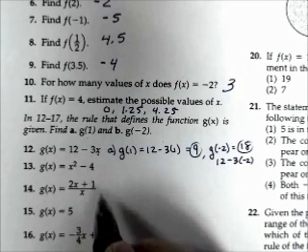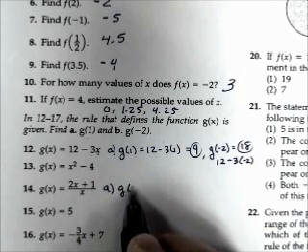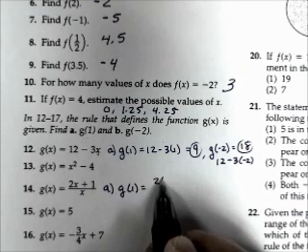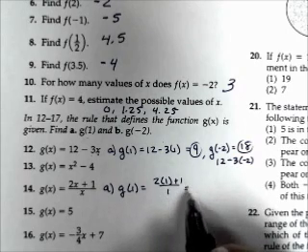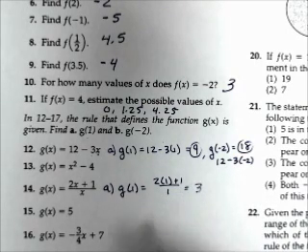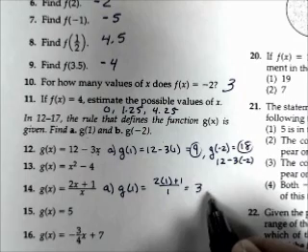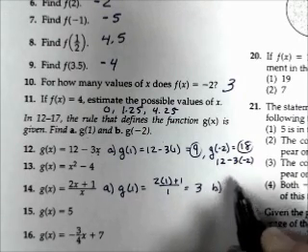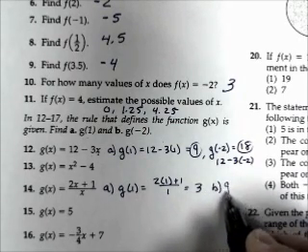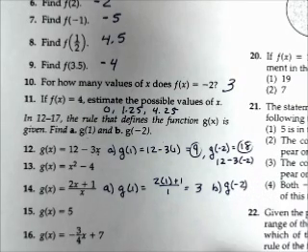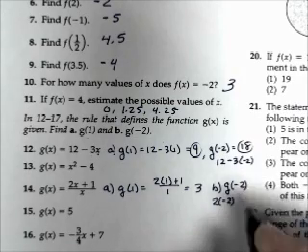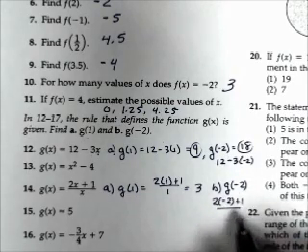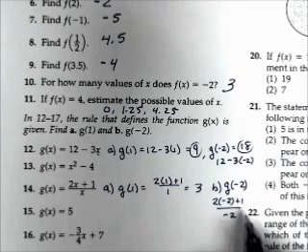G of 1. That'll be 2 times 1 plus 1 divided by 1. That's 2 plus 1 is 3 divided by 1 is 3. And for part B, g of negative 2, that would be 2 times negative 2 plus 1 over negative 2. Negative 4 plus 1 is negative 3 over negative 2 is 3/2.